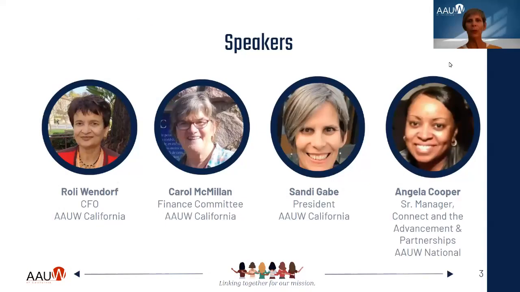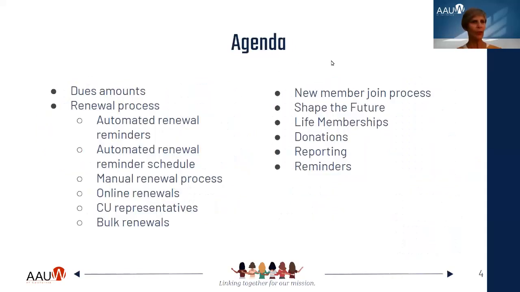Today we have several people joining us to help with this. Rolly Wendorf, who is our CFO for AAUW California. She's here. Carol McMillan is a member of the Finance Committee, and she's also joining us. I'm here, and Angie Cooper is here from AAUW National. Many of you have probably talked to Angie. You may have gone to office hours, and we asked her to join us because we know that there are still lots of questions out there. So I'm going to turn it over to Rolly first, and she's going to review the agenda, and we'll get started.